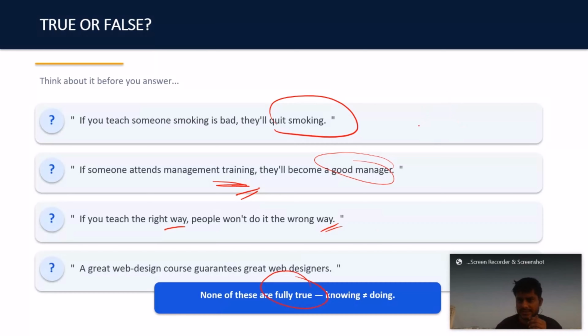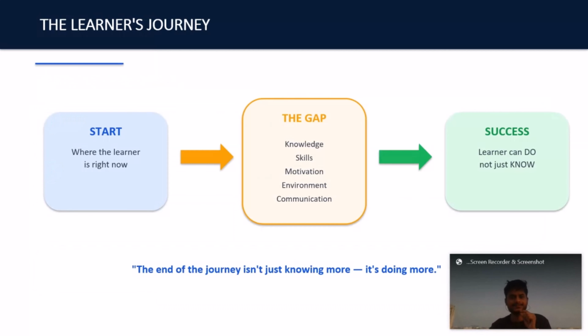We have seen the examples here. The simple meaning is that knowing is not equal to doing. Just information is not learning. That's the core essence you should take from this slide.